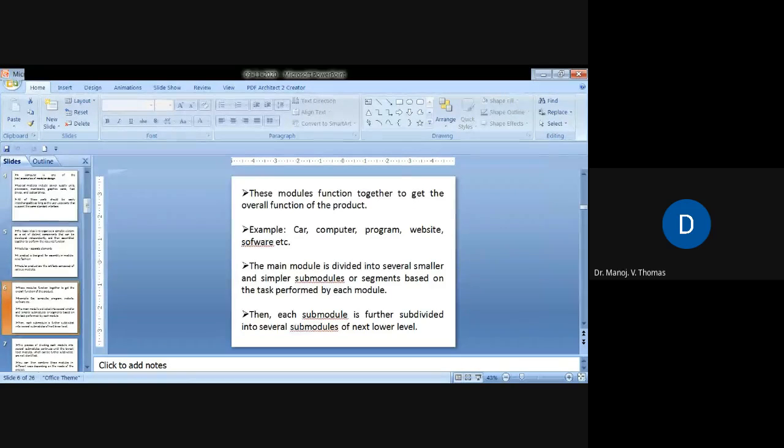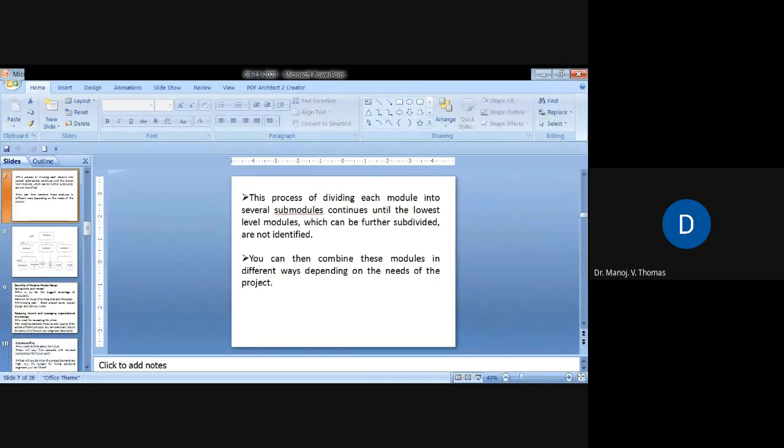And finally, integrating all the sub-modules into the larger product, and that final integration will form the final solution to the original problem. This process of dividing each module into several sub-modules continues until the lower level modules, which cannot be further subdivided, are identified. You can then combine these modules in different ways depending upon the needs of the project.